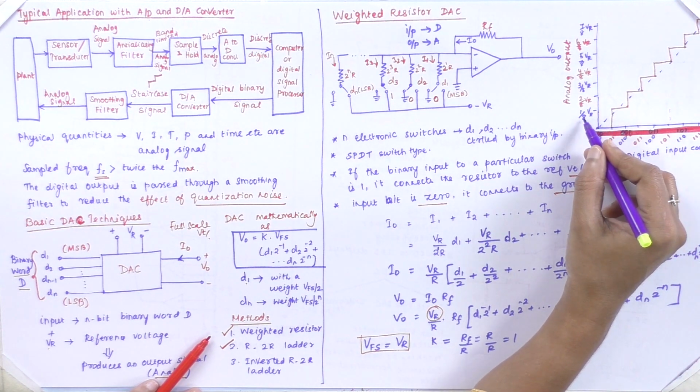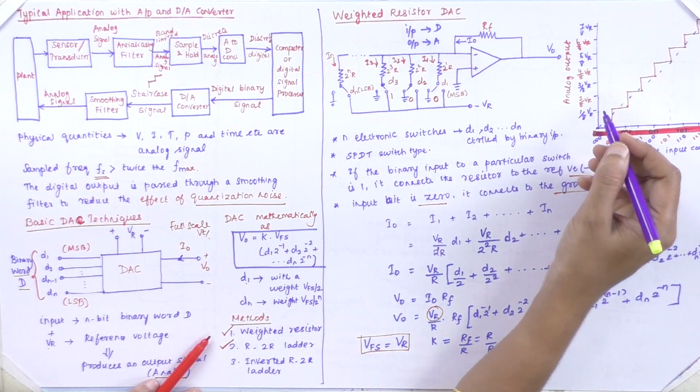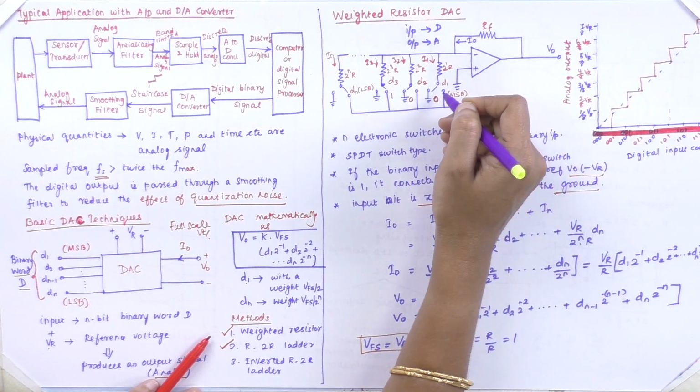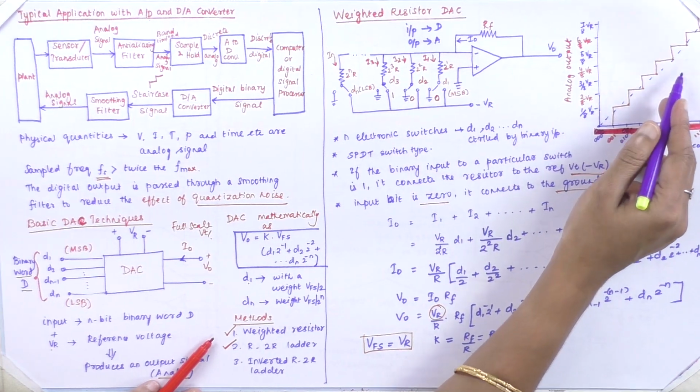Then 0 0 1 starts with 1 by A VR. So in that condition we have to write 0 0 1. Wherever it comes, it will be like a staircase, or we call it a ramp signal. So the first concept we have studied is the weighted resistor digital to analog converter.